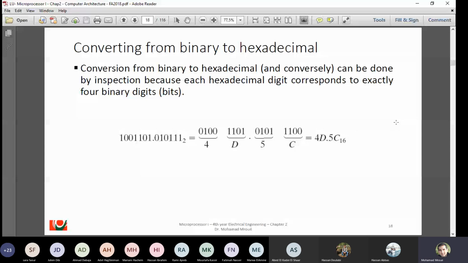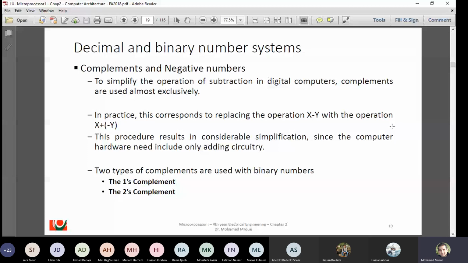Now, complements and negative numbers. To simplify the operation of subtraction in digital computers, complements are used almost exclusively. In practice, this corresponds to replacing the operation x minus y with the operation x plus minus y. The minus y will be the 2's complement of plus y.